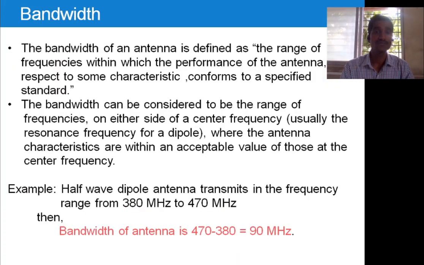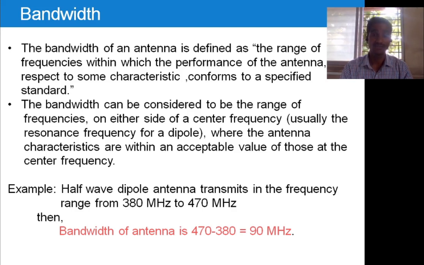Now the next parameter of an antenna is the bandwidth. Bandwidth is simply defined as the difference between the upper cutoff and the lower cutoff. So this is the simple definition of bandwidth. But for the antenna, we define the bandwidth as the range of frequency within which the performance of an antenna with respect to some characteristics conforms to specific standards.